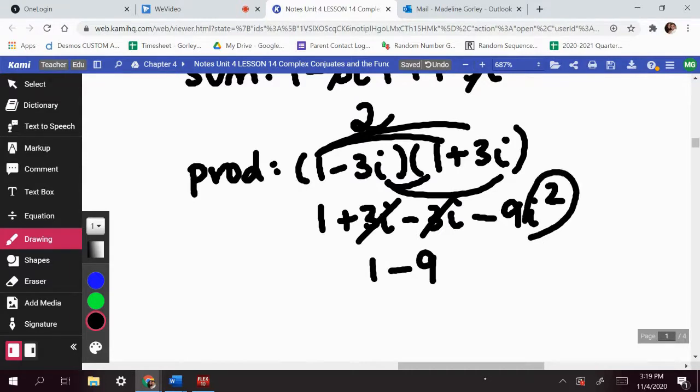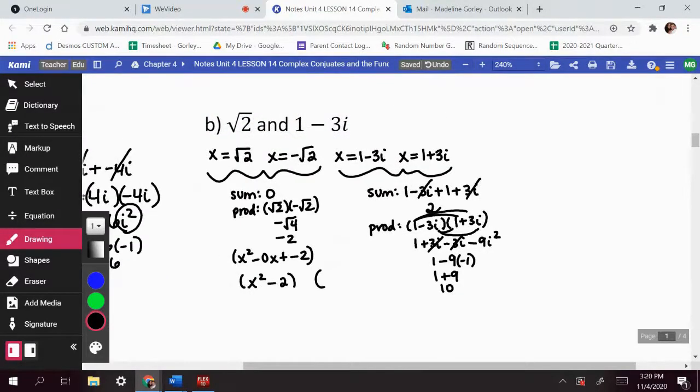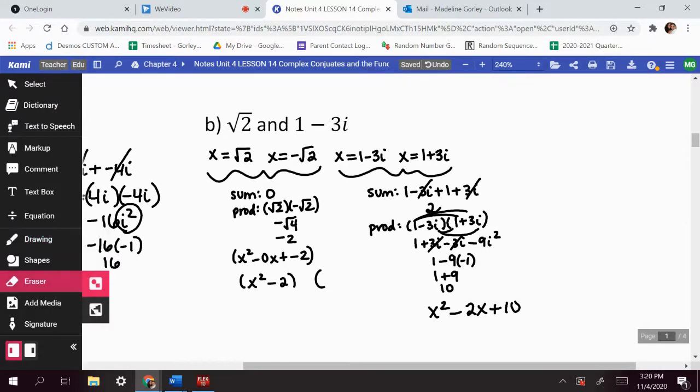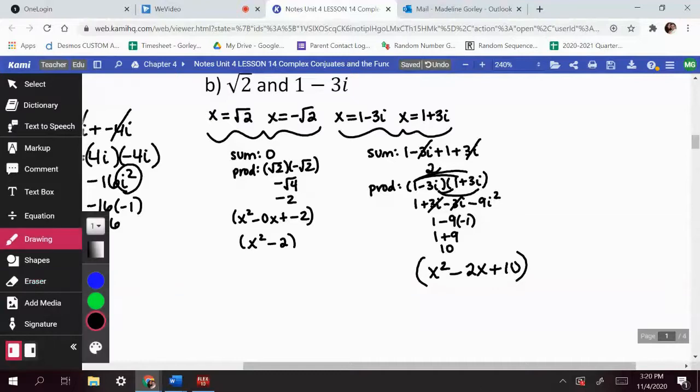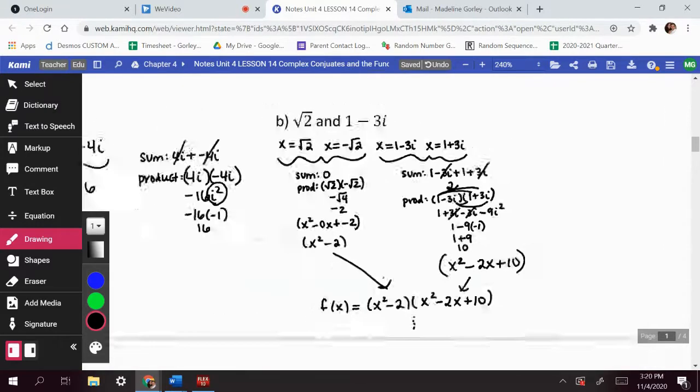And what's i squared going to be? What do we replace that with? Negative 1. So really this becomes 1 plus 9, or 10. So writing it using my rule, I have x squared opposite sum x plus product. So that's what I would put as my factor for those two conjugates. Okay, so writing that down here, I would get x squared minus 2 times x squared minus 2x plus 10, right? If we put both of these parts together, and then you can keep multiplying that out to get your standard form of your function. Okay, but that's the process I would go through.